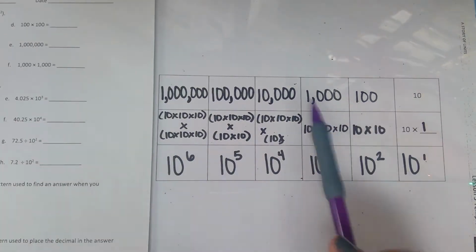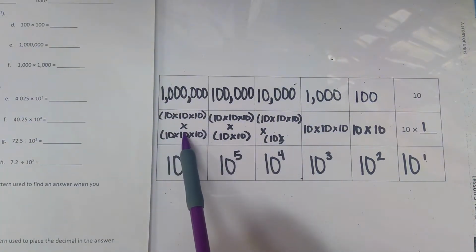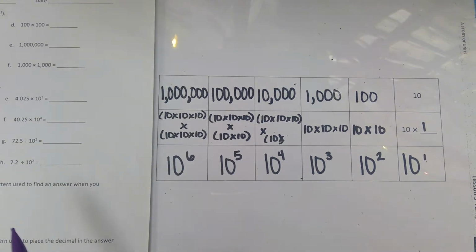Okay, I can now move to a million, and it's 10 times 10 times 10 times 10 times 10 times 10. If I count them up, I have 6 tens, so it's 10 to the sixth. I know 10 to the sixth is 10 times 10 times 10 times 10 times 10 times 10, and that equals a million.